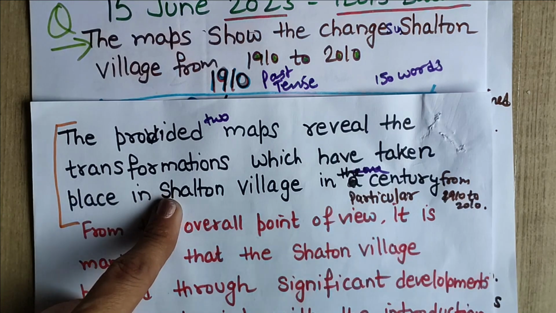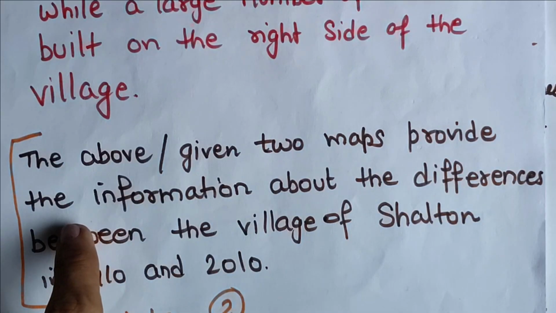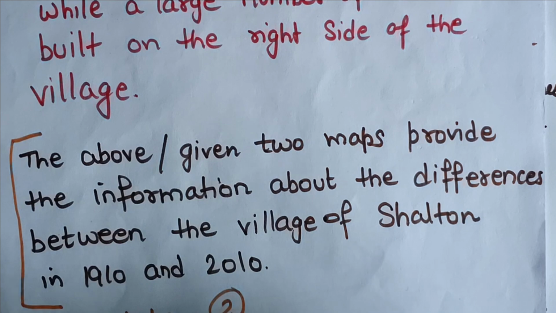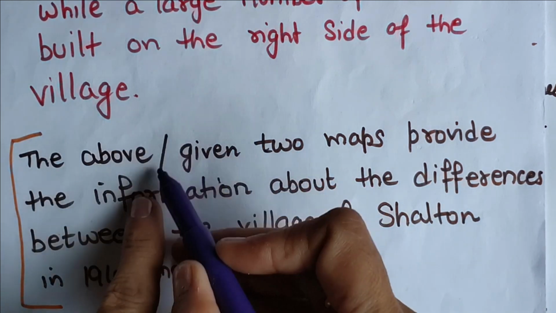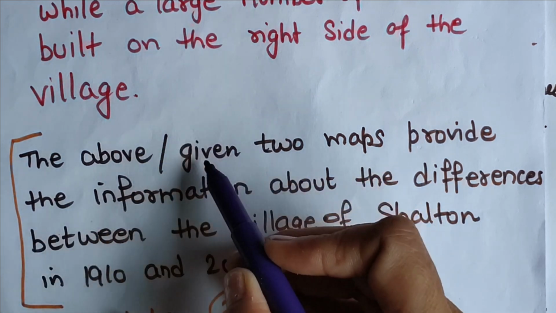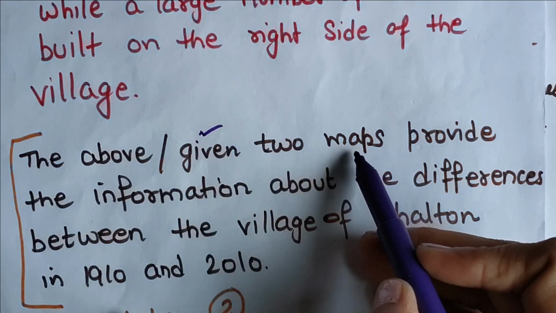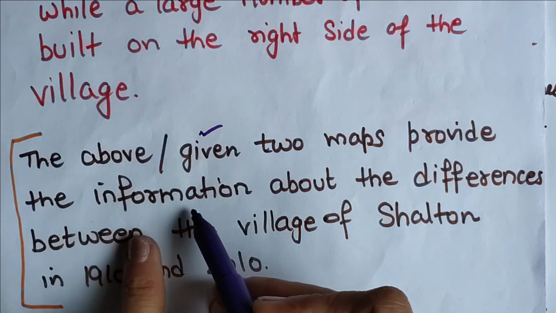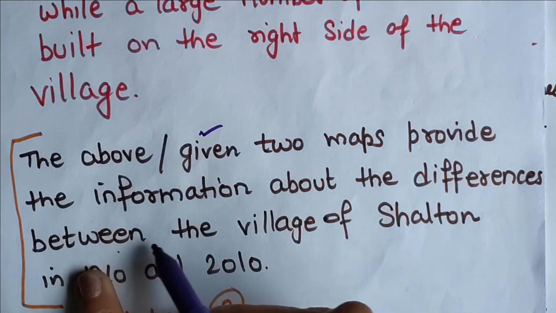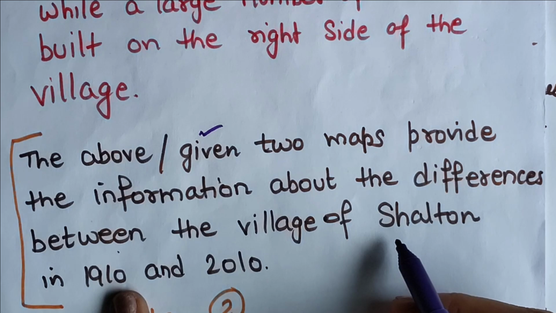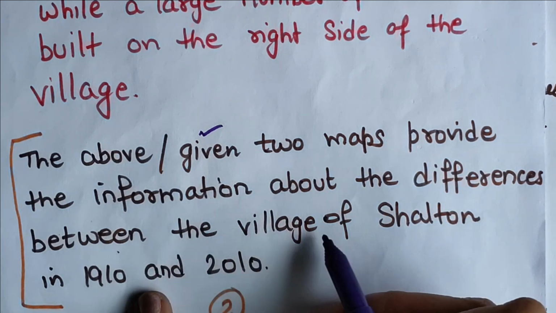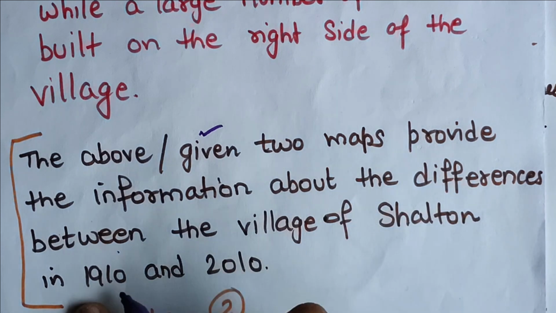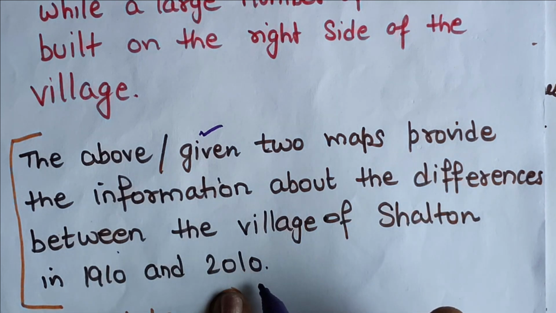And another introduction I will show you. Now the second introduction: the above or given. Only use one word, so it should not be that you use two. The given two maps provide the information about the differences between the village of Shalton in 1910 and 2010.